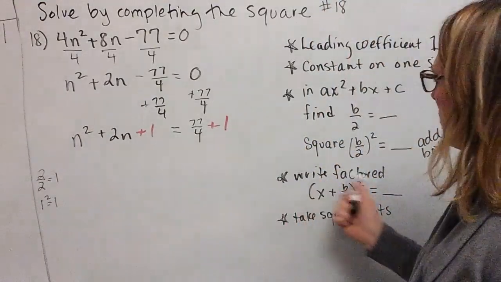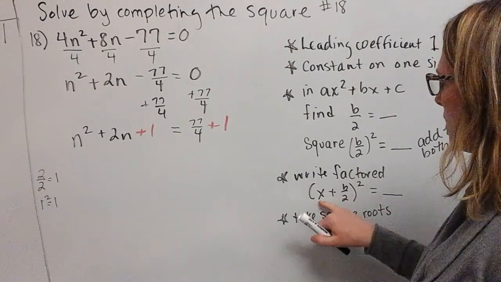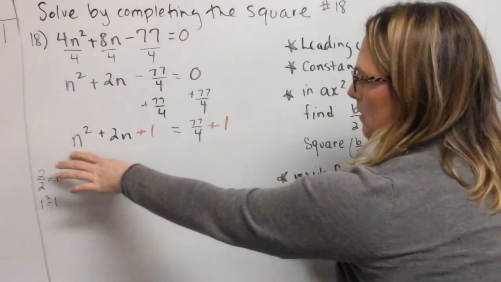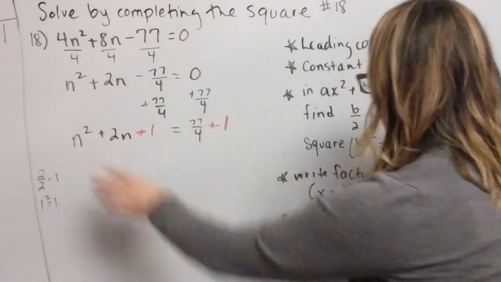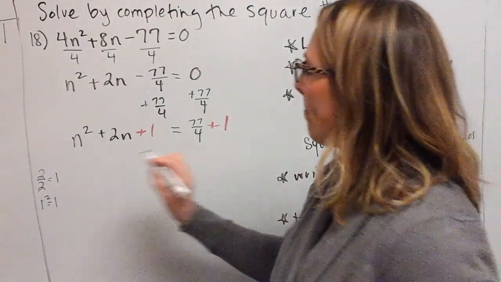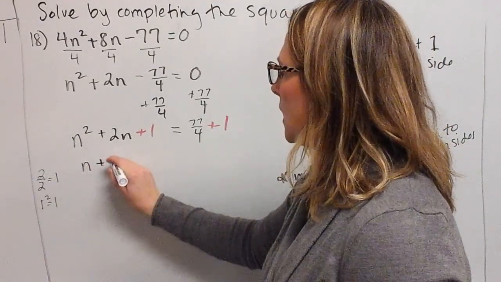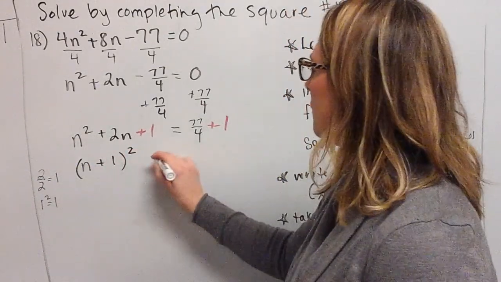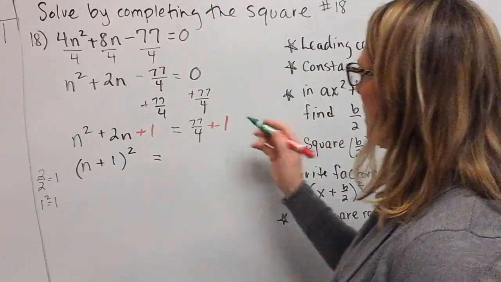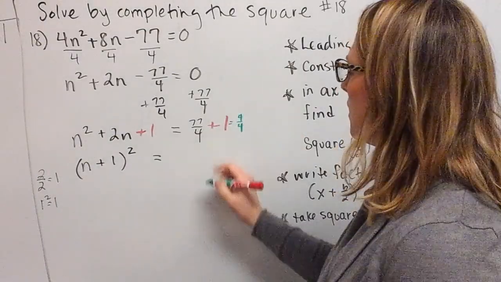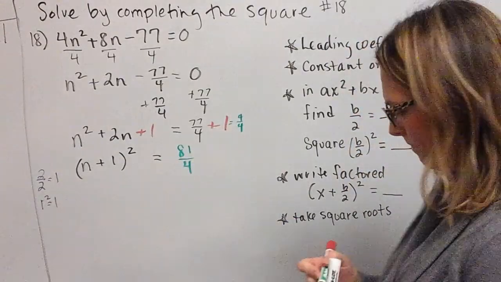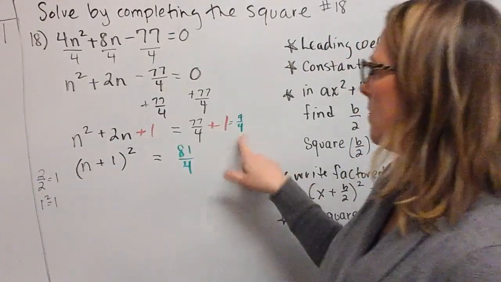The next step is to rewrite it in factored form, and notice that it's always going to be the square root of n squared, or square root of your square term. So if this is n squared, it's going to be n. If it's x squared, it'll be x. And then it's b over 2. That's why I always write it down on the side if you've noticed me doing that. So it's going to be n plus 1, that quantity squared, equals, now I'm going to simplify this here. 1 is the same thing as 4 over 4. So this is really 81 over 4. I got a common denominator.